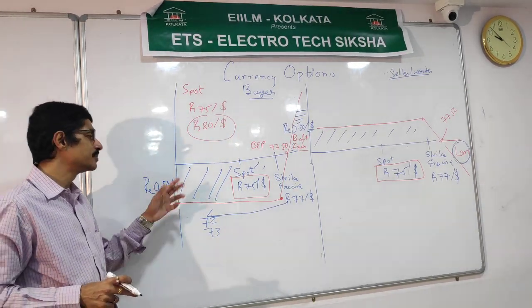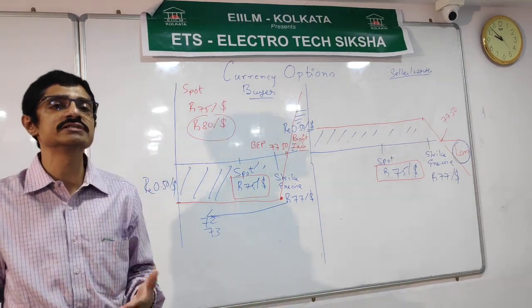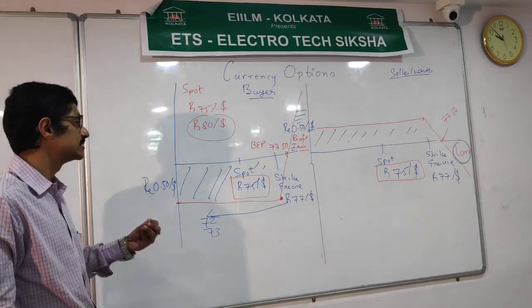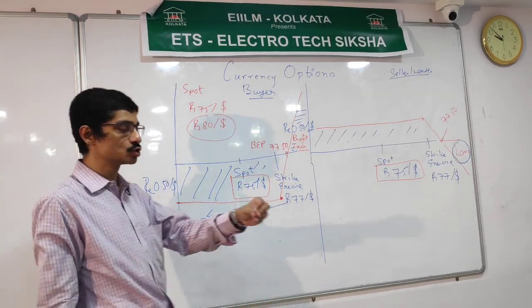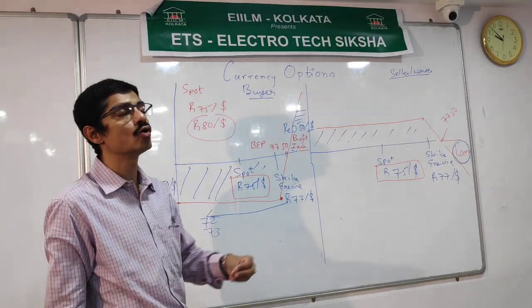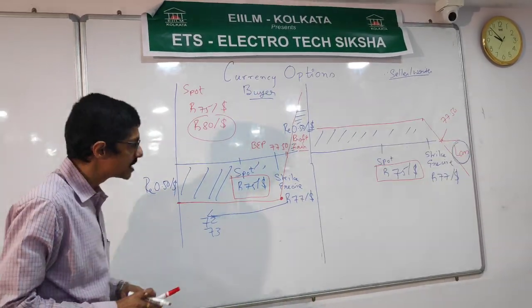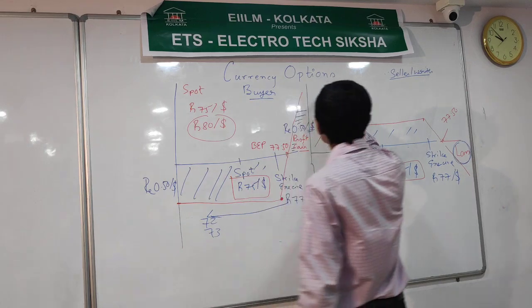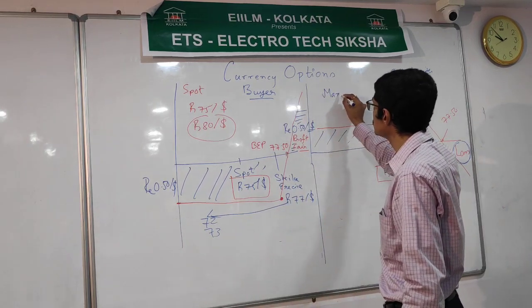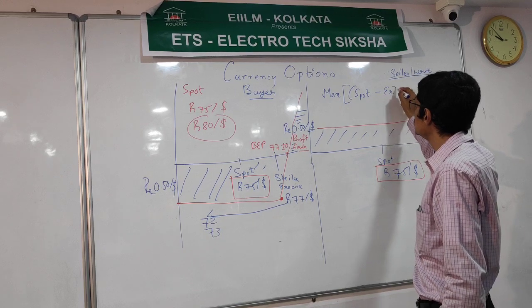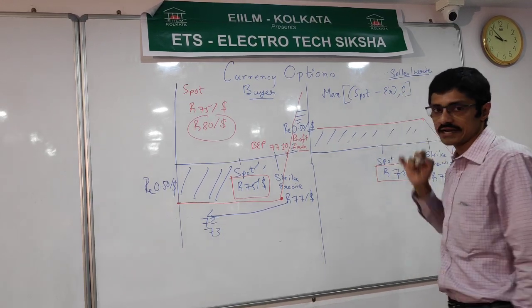Because in any option, the premium has two parts. One is known as the intrinsic value or the economic value of the option. The other is the time value, because there are 2 months, 3 months of time to honor this particular option. So what is the economic value of an option? In the case of a call option, it is the maximum of spot minus exercise price, or zero, whichever is higher.